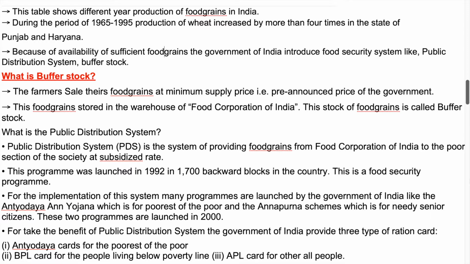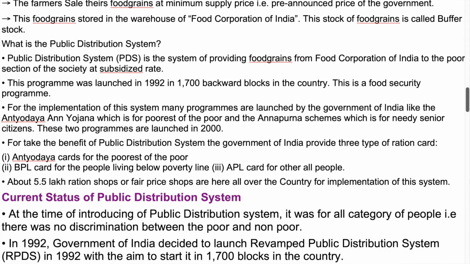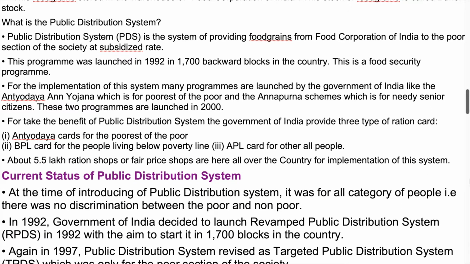What is the public distribution system? The Public Distribution System, PDS, is the system of providing food grains from the Food Corporation of India to the poor section of society at a subsidized rate. This program was launched in 1992 in 1,700 backward blocks in the country. This is a food security program.